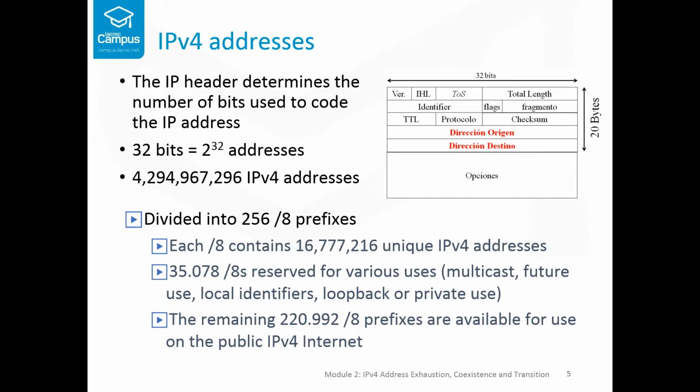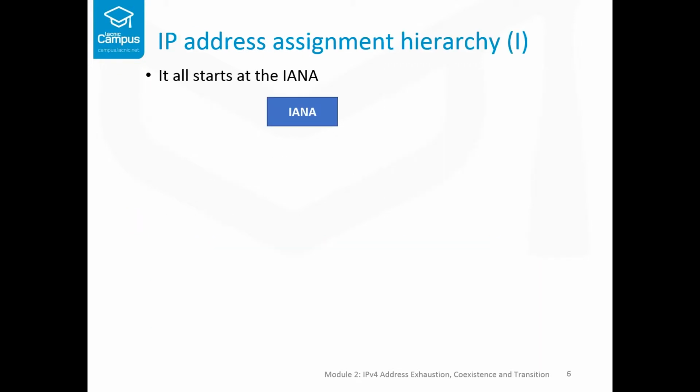Each /8 contains a little over 16,777,000 unique addresses. Out of the 256 /8s, the equivalent of a little more than 35 blocks are reserved for specific uses, such as multicast, future use, local identifiers, loopback interfaces, and private use. The remaining 220,992 /8 prefixes are available for use on the public IPv4 Internet. Now, let's see how these addresses are assigned.